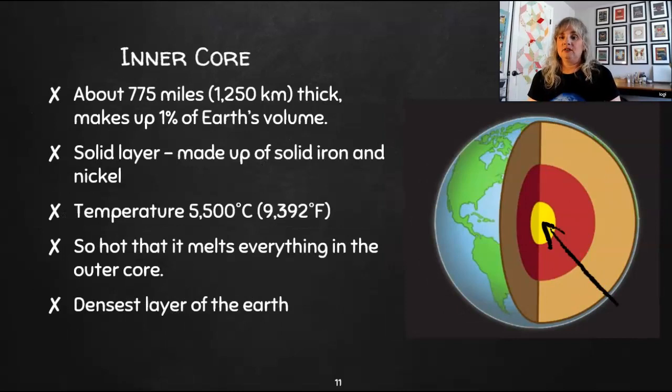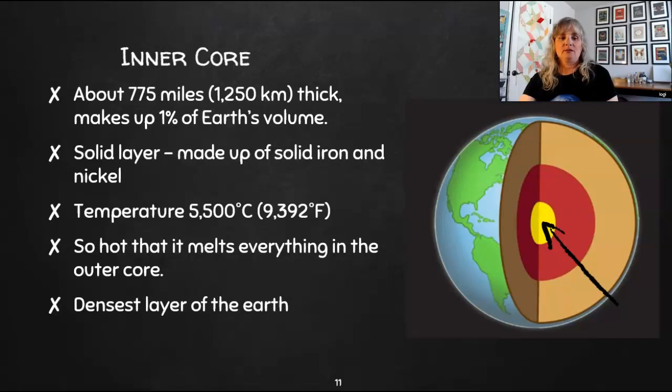The final layer of the Earth is the inner core, the very center of the Earth. It's about 775 miles. It only makes up about 1% of the Earth's volume. It is a solid layer, and it is made up of solid iron and nickel. It's a little over 9,000 degrees Fahrenheit, and it's so hot that it melts the liquid part of the outer core. It is also the densest layer of the Earth. It has the most weight for its volume.